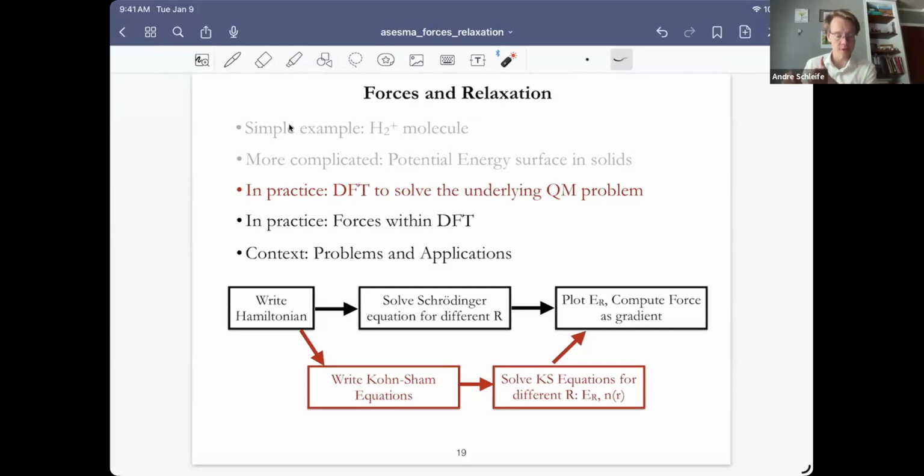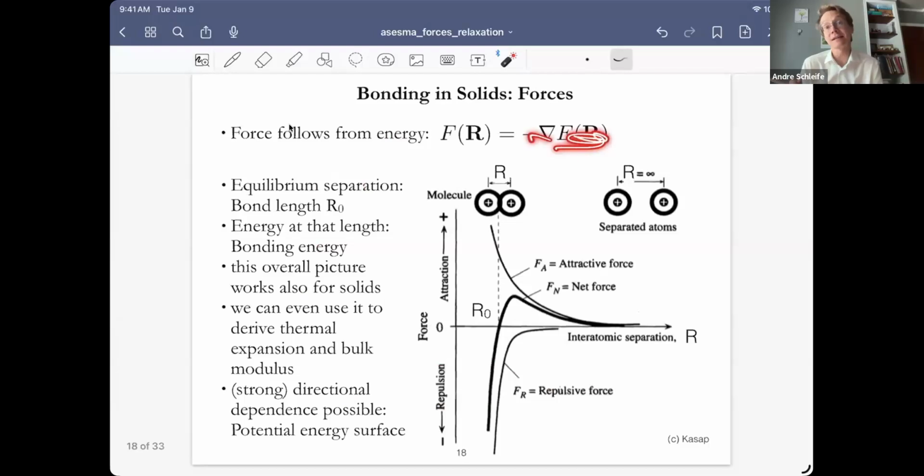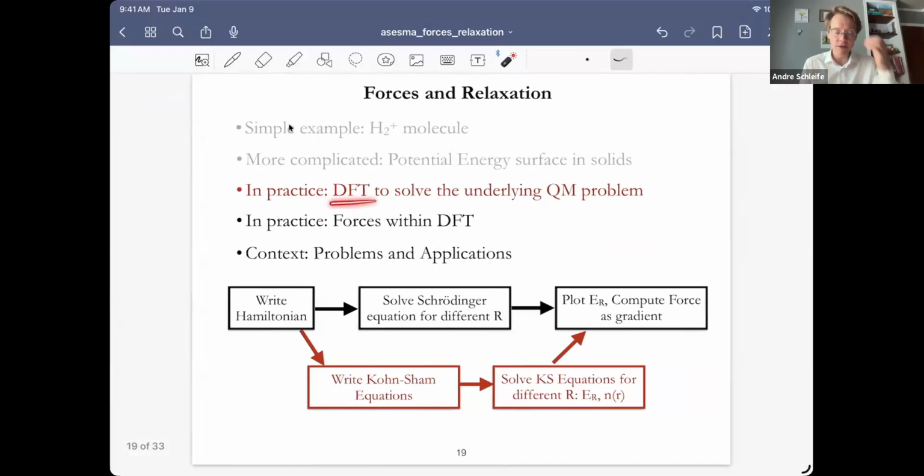So we need approximations. Now, density functional theory is one of the approximations that we can use. In this lecture, we're not discussing density functional theory in detail, but it's an approach that we can use to get the energy. So that's exactly the same energy that we have here, and we can take the gradients. So density functional theory is practically used in many, many examples. And so then, yeah, we write our Hamiltonian, we solve the Schrödinger equation, and we plot the energy.